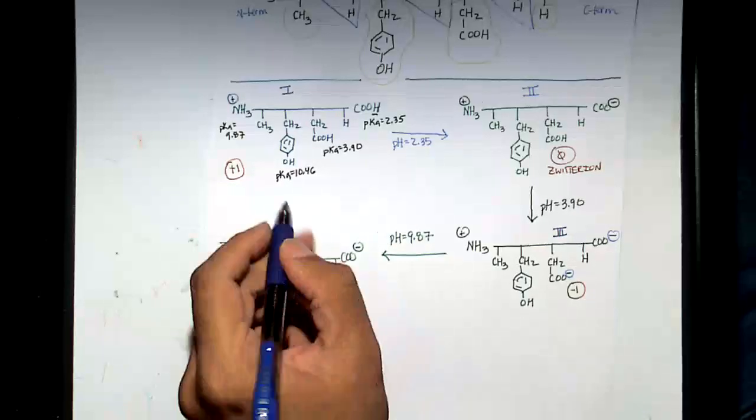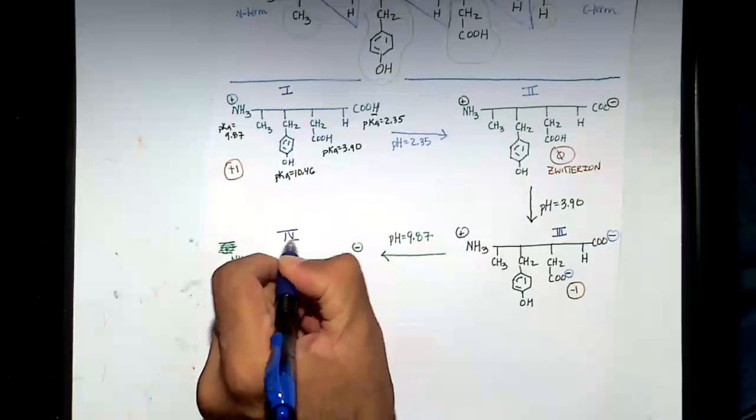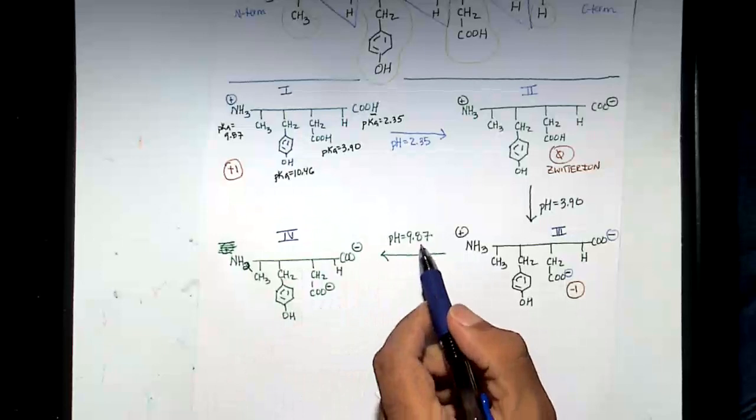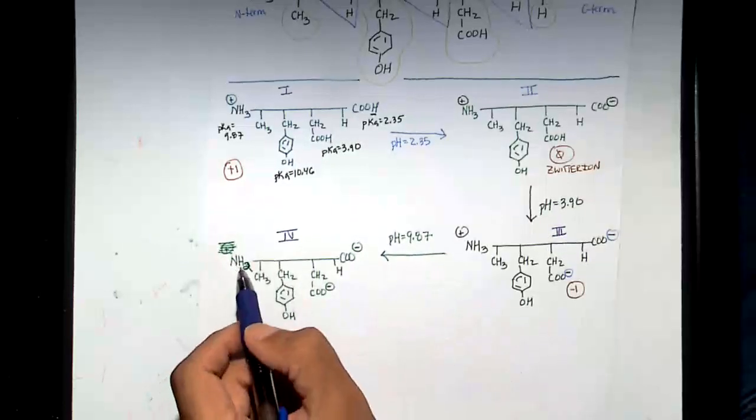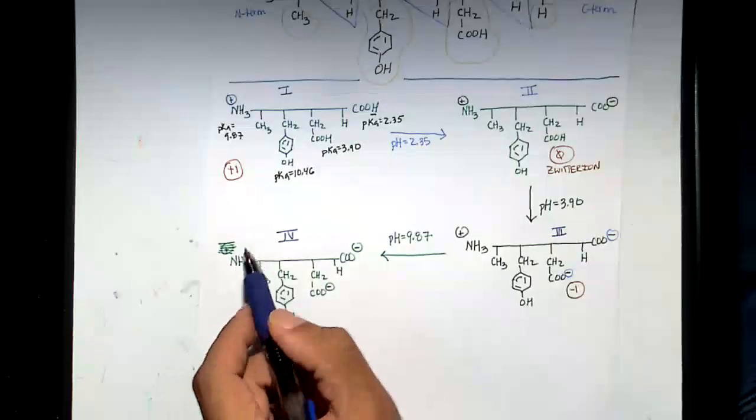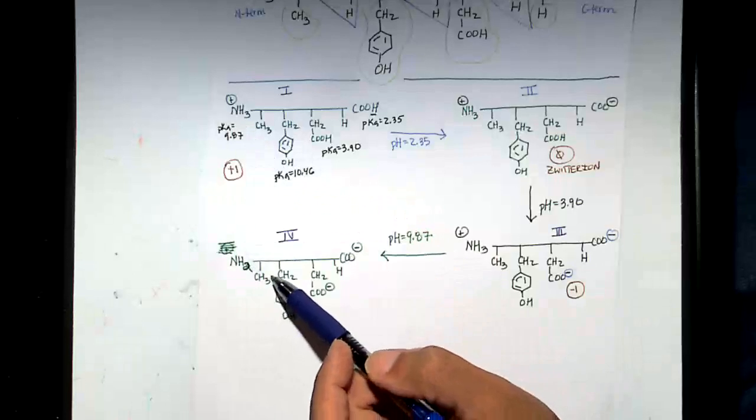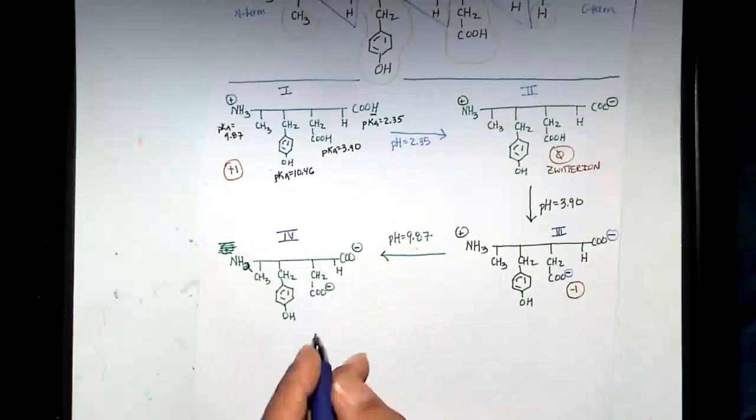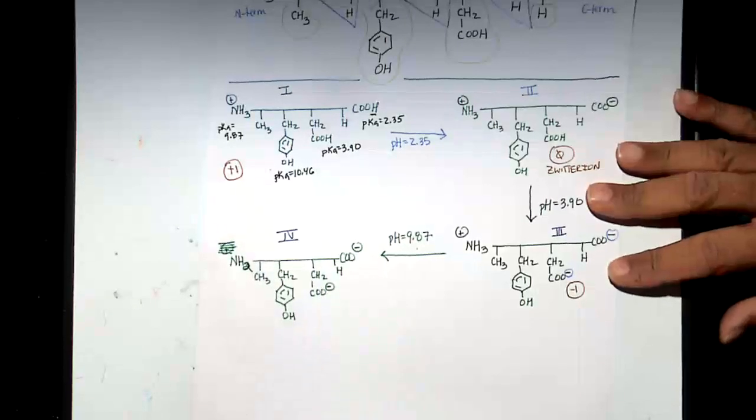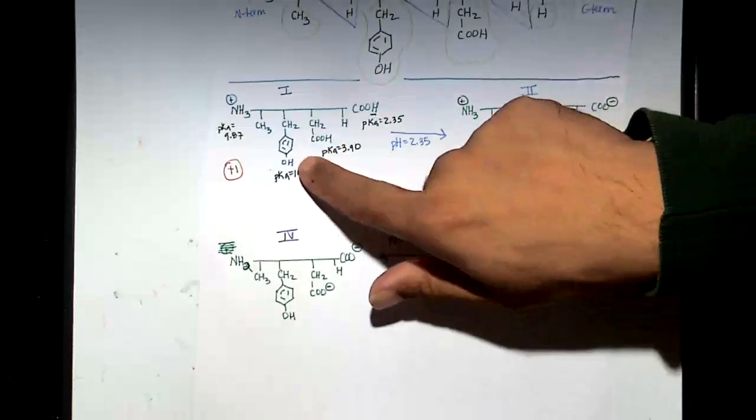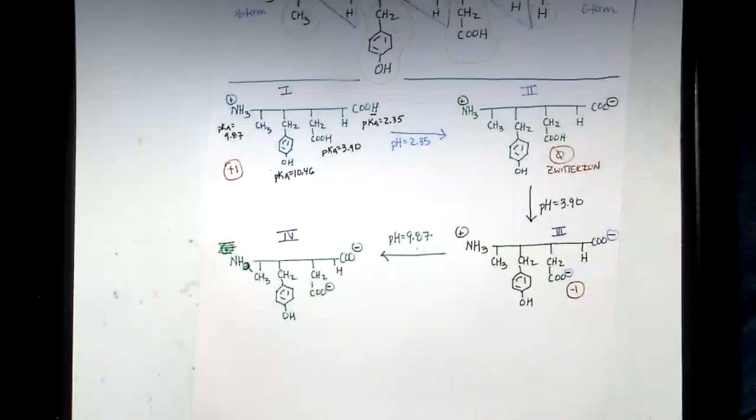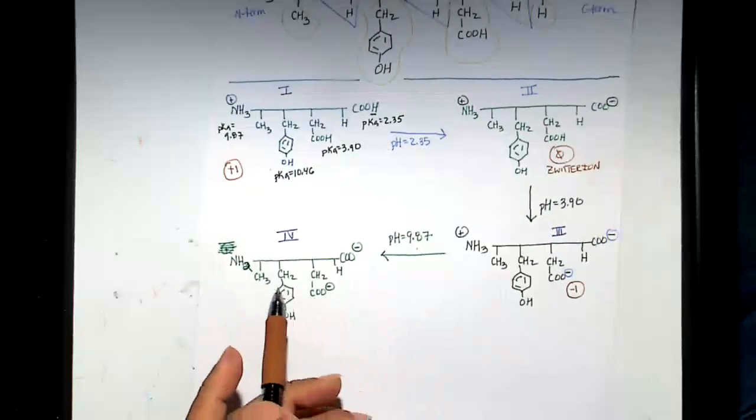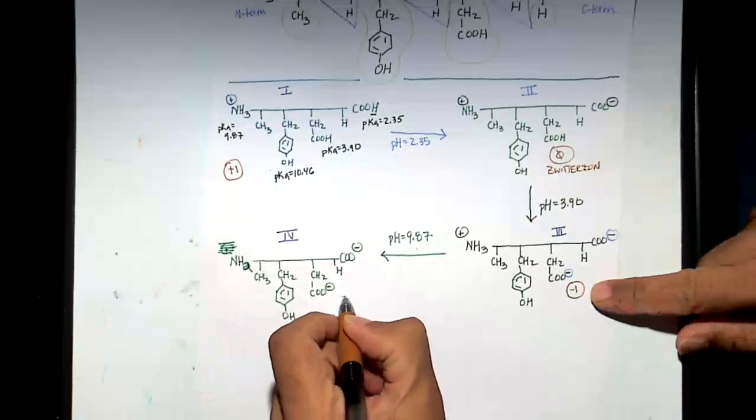Okay, so now we have form 4. What comes off at form 4? I think you mentioned this, the alpha amino group. So that's NH3 plus becomes NH2 at 9.87. And then finally, what's the last one to come off? Okay, this one. And the charge, what's the total charge of form 4?